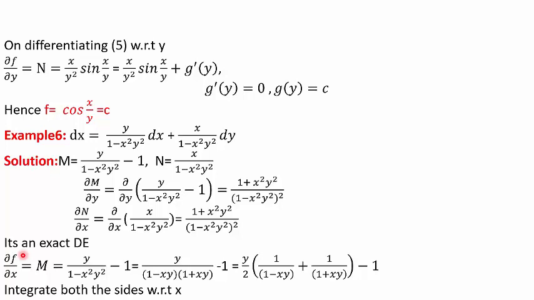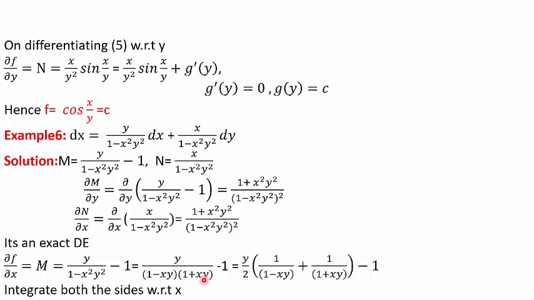Now we have to find f. For that, del f by del x is taken to be m, which was y upon 1 minus x square y square minus 1. We will first write 1 minus x square y square as a product, 1 minus xy into 1 plus xy, and minus 1. Now, we will find the factors. We'll use partial fractions and we'll write this as y upon 2, 1 upon 1 minus xy plus 1 upon 1 plus xy, minus 1.